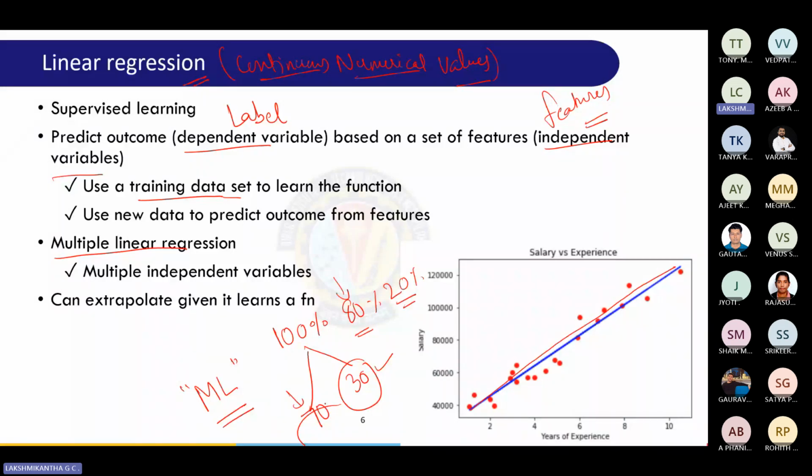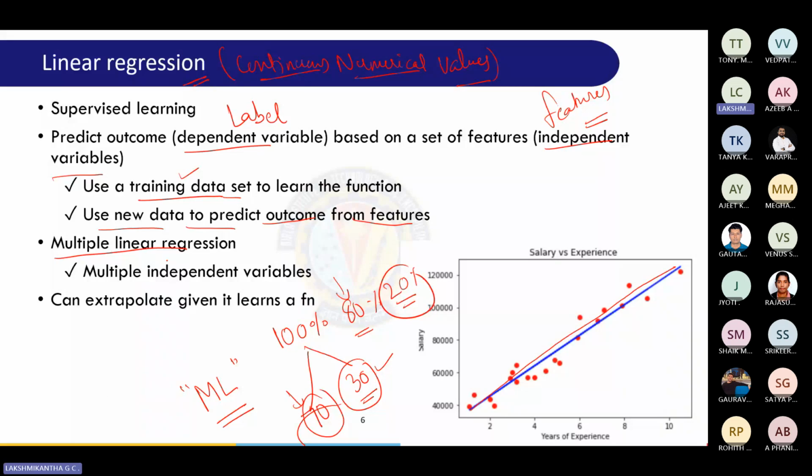So by using this 70% of the data or 80% of the data, the machine starts learning. Later, once we are done with that, we are going to test the remaining 30% of the data with this trained model. Understanding, guys? This is what happens in the machine learning concept. And here I've mentioned, use new data to predict outcome from features. Once the model is trained, we have to feed a new house's features to predict the price. That is what they have mentioned in the second point.